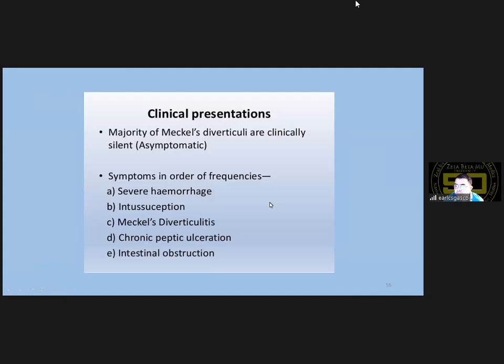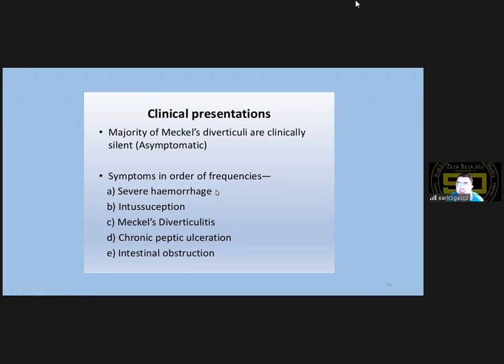Now, what are the possible clinical manifestations when the Meckel's diverticulum becomes symptomatic? As I said, the majority, 98%, are asymptomatic. It only becomes symptomatic 2% of the time, particularly in adults. It may bleed, with severe hemorrhage.